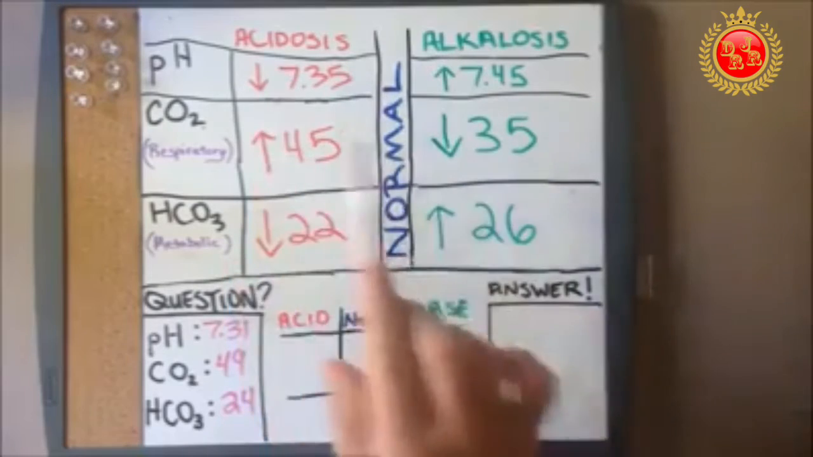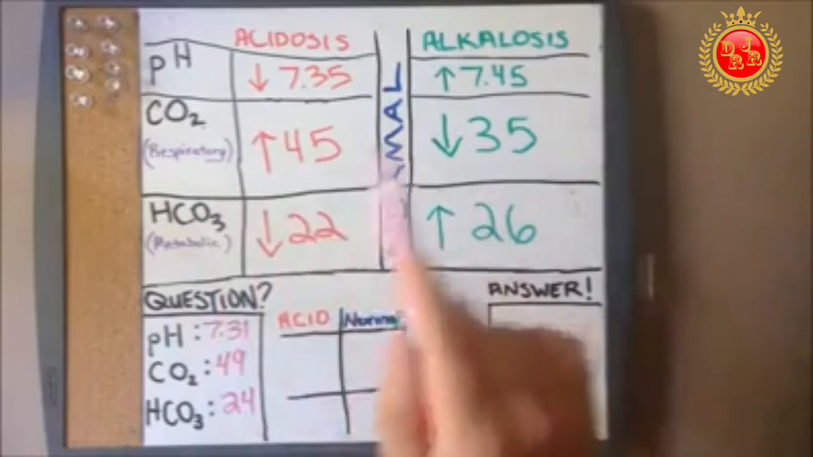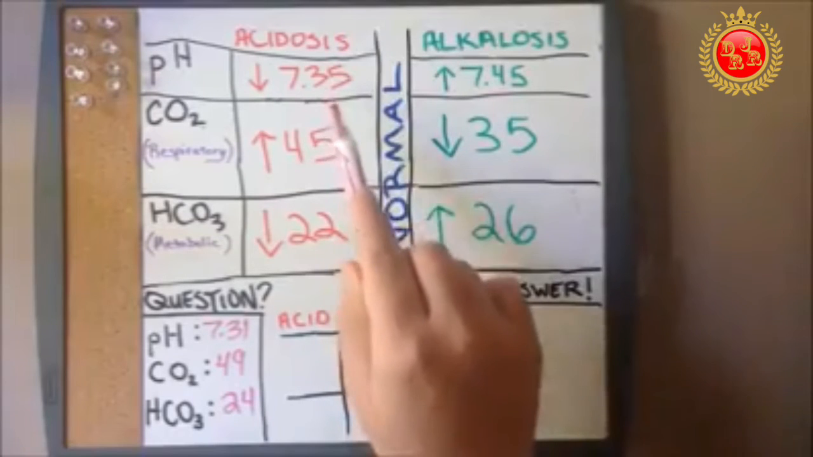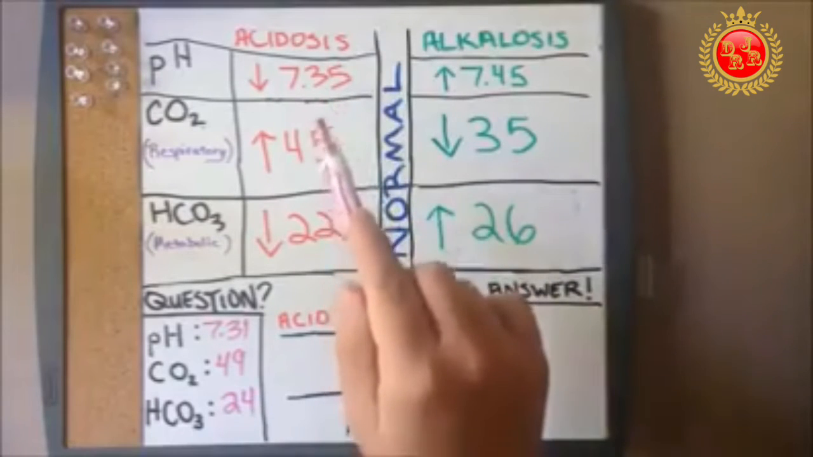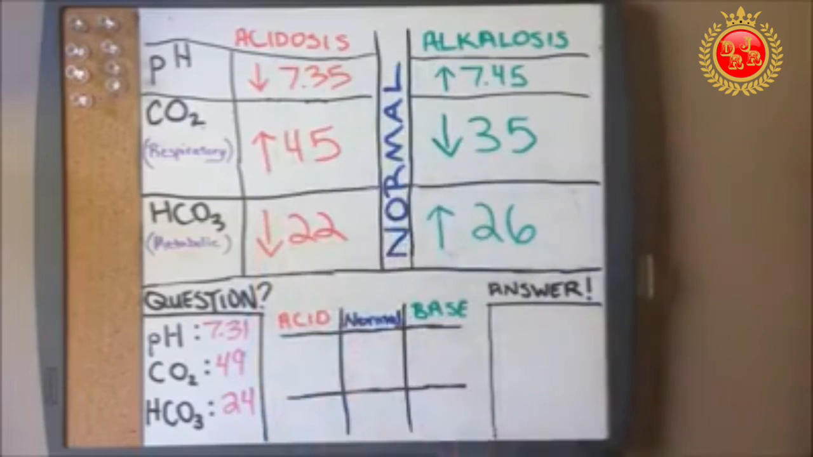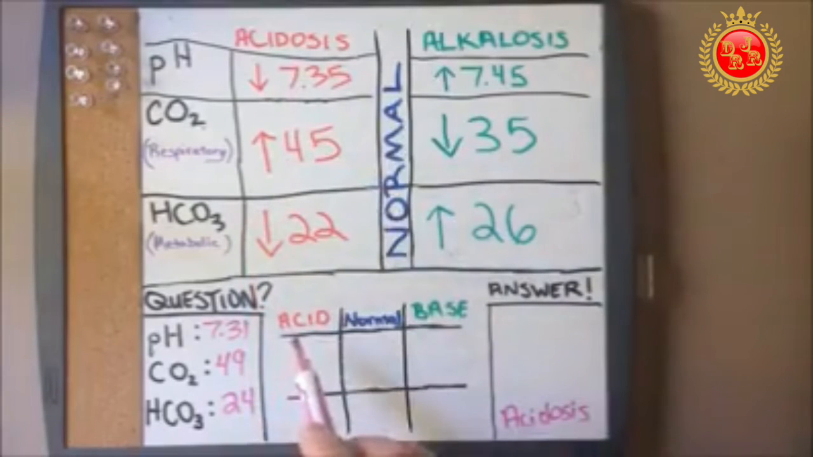Always just start on your left column. Oh, and by the way, take a picture of this, write this down. This table is going to help you immensely. All right, 7.31. Is 7.31 less than 7.35? Yes, it is. So immediately you know that you have acidosis. So let's go ahead and write that down. And since pH falls underneath our acidosis column, let's put pH under our acid column down here.